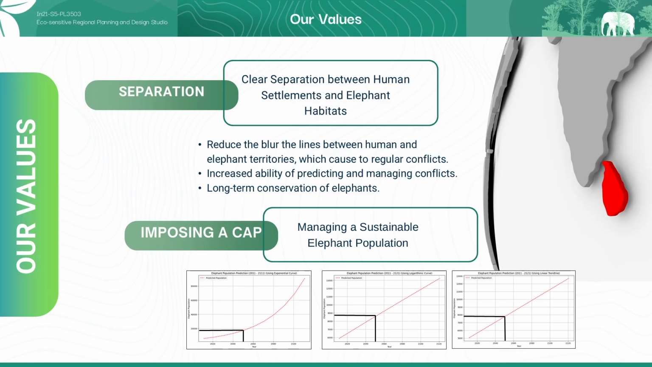Another value we consider is imposing a cap. Imposing a cap on the census-achievable population is also important for countries with limited land resources, such as Sri Lanka, to balance human needs with wildlife conservation. It is also important to ensure that the elephant population remains within sustainable limits without degrading the environment or increasing the conflict.